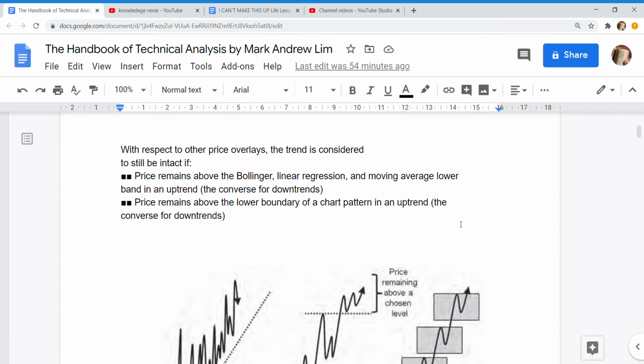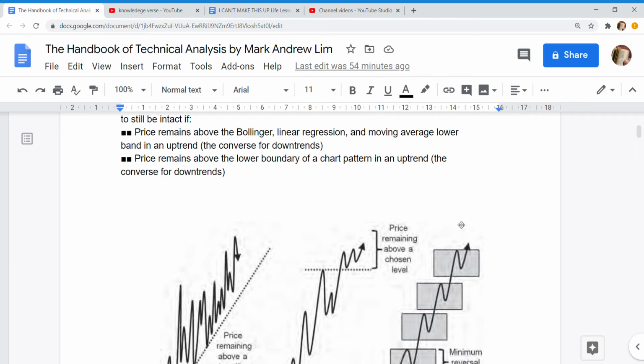With respect to other price overlays, the trend is considered to still be intact if price remains above the Bollinger, linear regression, and moving average lower band in an uptrend, the converse for downtrends. Price remains above the lower boundary of a chart pattern in an uptrend, the converse for downtrends.